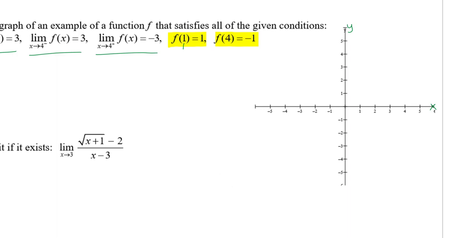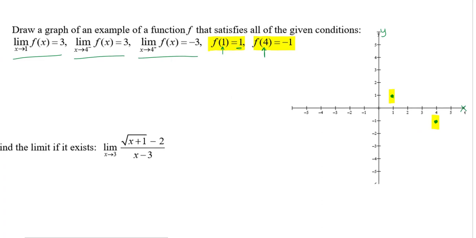So my function's value at 1, so I have an input of 1 and I have an output of 1, and that needs to be a closed point. And then also, when my x value or input is 4, the output is -1. So these need to be points on your function, but not necessarily along the curve. So I don't necessarily need to have something coming in and going out of these points. So I have those two on there.